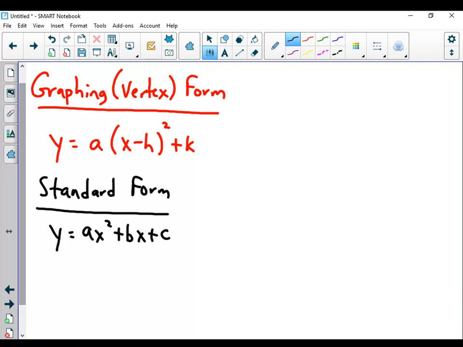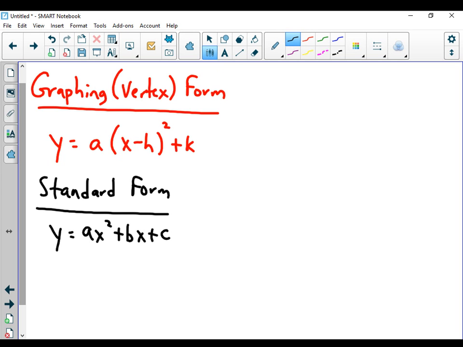Well, when it's in vertex form, it's easy to find the vertex right away. That's why they call it that. If I look at the standard form, though, if I gave you the equation, say, y equals 3x squared plus 8x minus 1, do you know where the vertex is right away by just looking at it? No, I don't really have any shifting that I can pick out just by looking at it here. So standard form's not as nice for graphing as graphing form is.